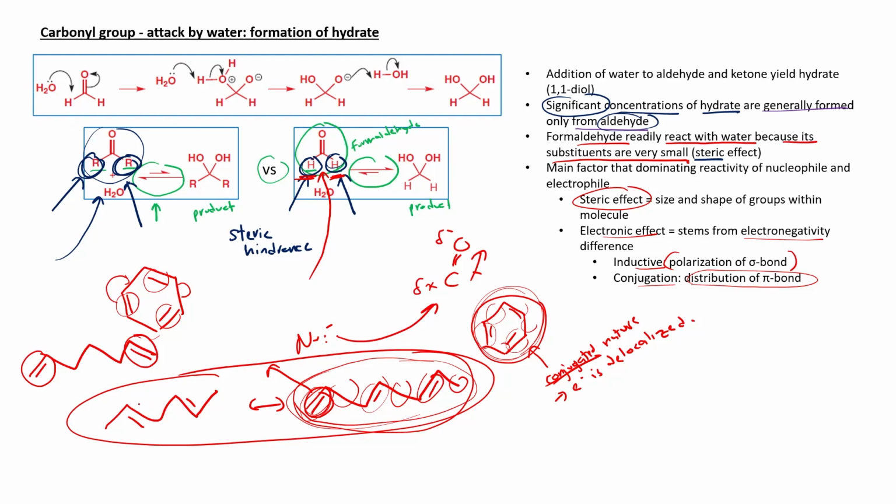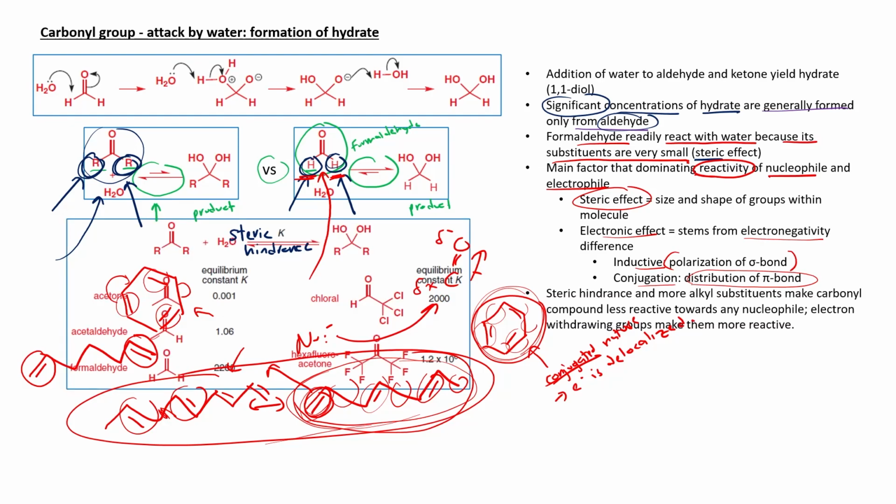But if you see something like this, and then you have this, and in between there are no double bonds, and then it repeats again and again, this is what we call conjugation. So the reactivity of nucleophile and electrophile is also affected by this conjugation.